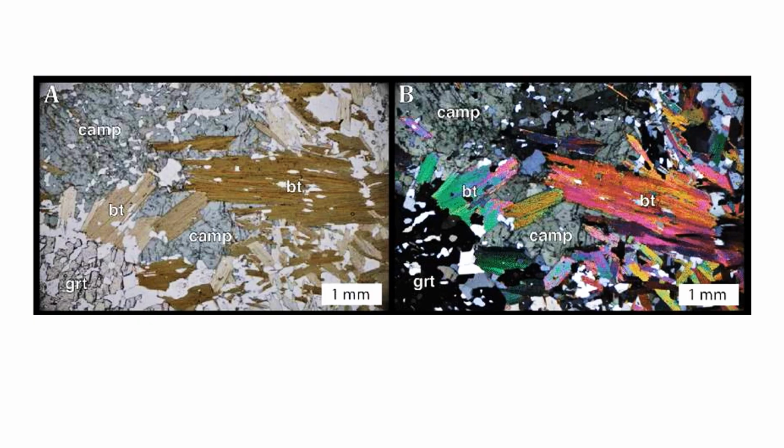Here's another example, actually, in more detail. On the left is the plain polarized light. On the right is the cross-polarized light. We use the cross-polarized light a lot of times because it helps us to identify different kinds of minerals, and often it makes it easier to see the relationship between the crystals of the minerals in the rock. And that's what I want to focus on here.